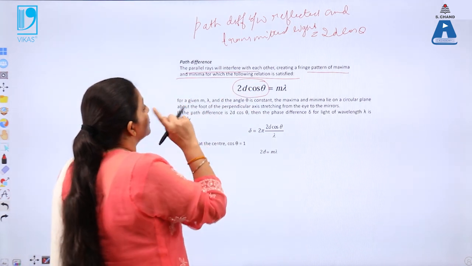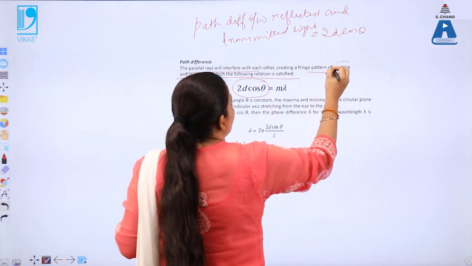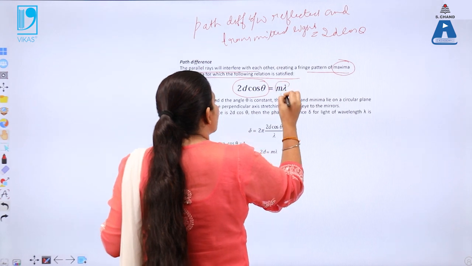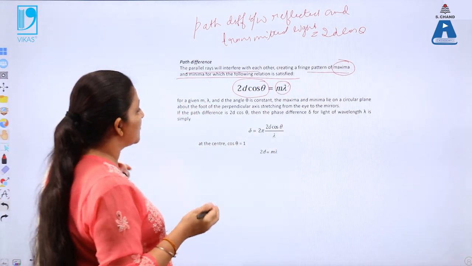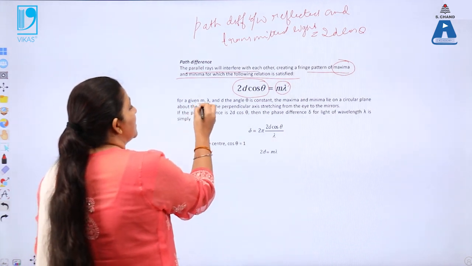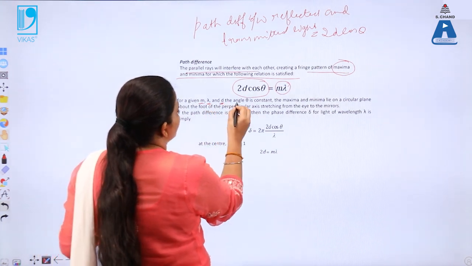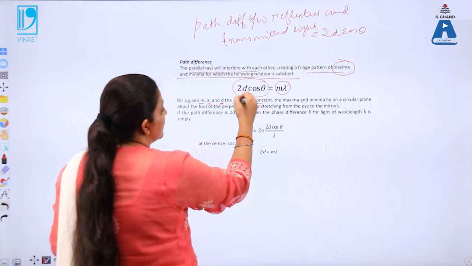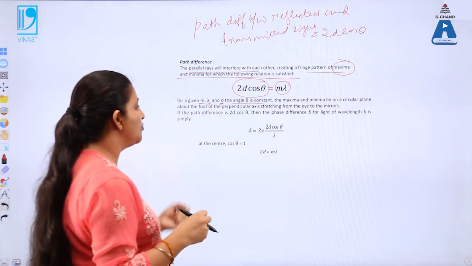Now we know that for the bright fringes, the condition for maxima is that the path difference equals an integral multiple of lambda. What is m here? m is an integer, lambda is the wavelength, theta is the angle of incidence, and d is the distance between the two glass plates used here.